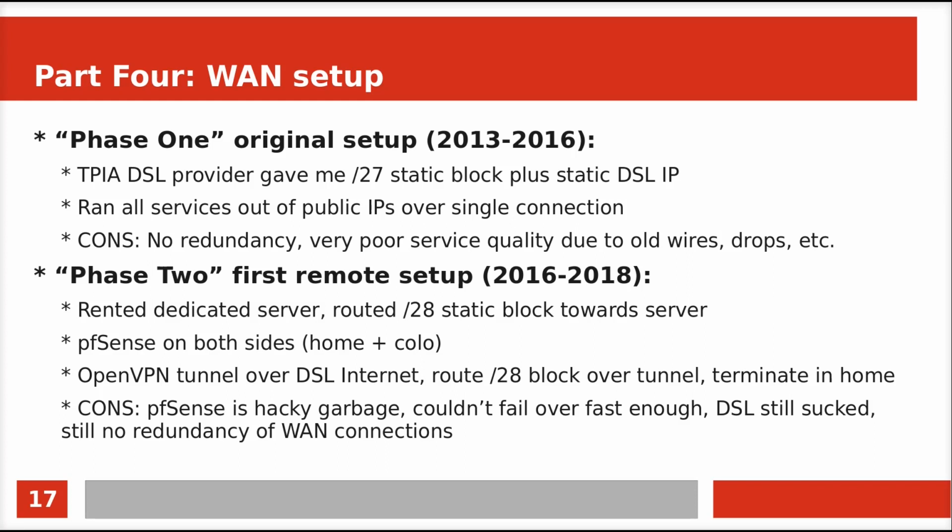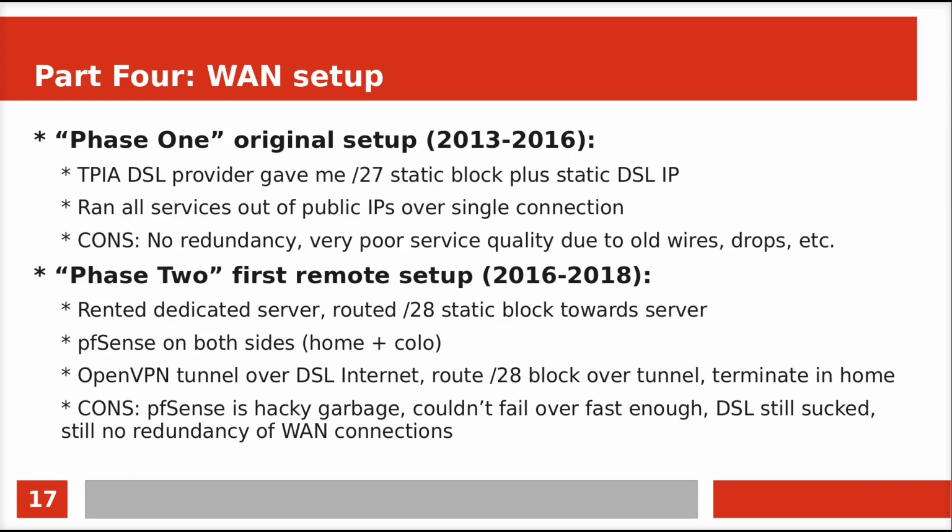But there were 2 big cons. The first was there was no redundancy to this. If my DSL connection went down for any reason whatsoever, which, next point, then I'd lose all of my service. And of course, it was very poor quality. Not the TPIA's fault, but the incumbent's fault, because the wires are ancient, the drop is ancient, everything about this thing is ancient. I can't even get the advertised speeds, which are low.